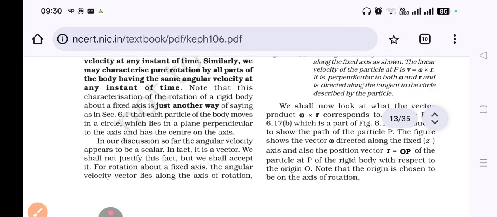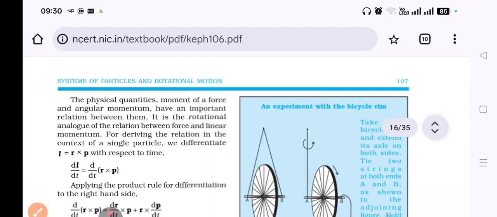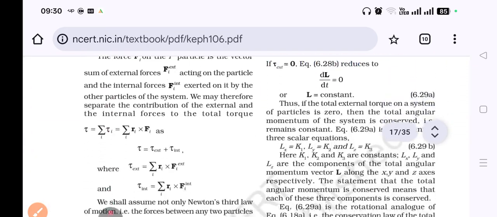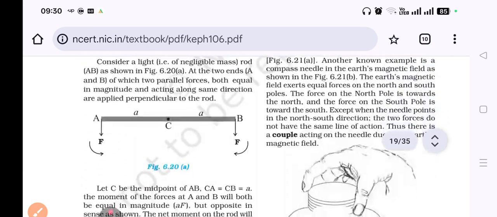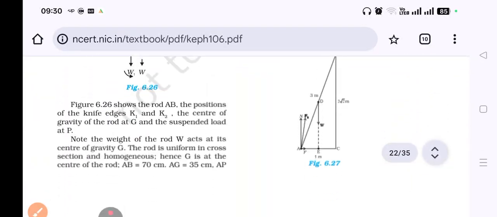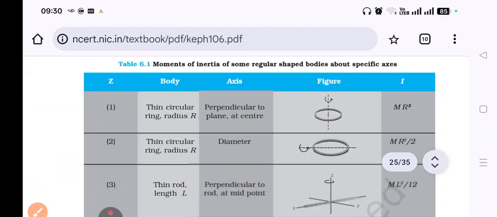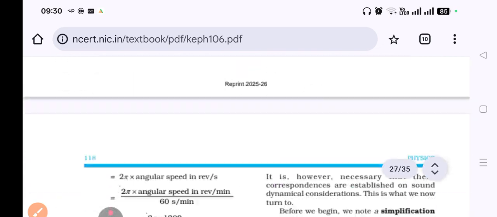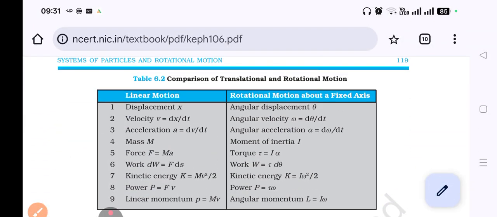So I'll take you to the back of this chapter where the comparison is given, that will give us a better and easier understanding of these terms. Just wait for a second. I think a chart is given at the end; otherwise I will just compare without the chart. Yes, this is the thing I was talking about, the comparison of translational and rotational motion.